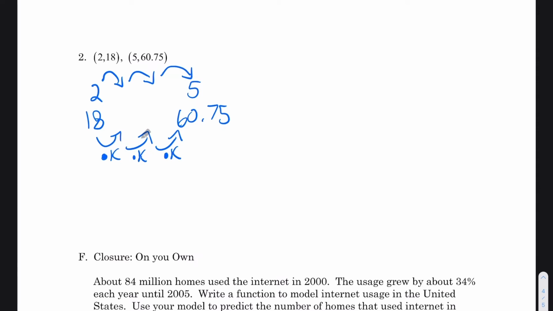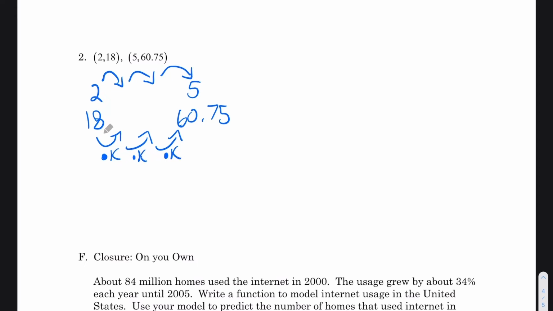For 18 to multiply, it's not going to be a straight number. It can't just be times 2 or times 3. Since this is a 60.75, there's some sort of decimal mixed into here. Okay, so we're multiplying by the same factor each time.